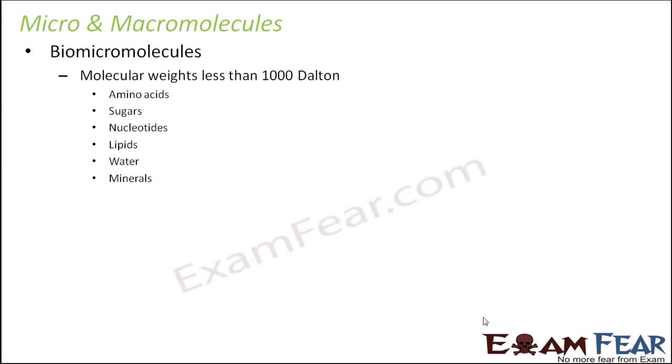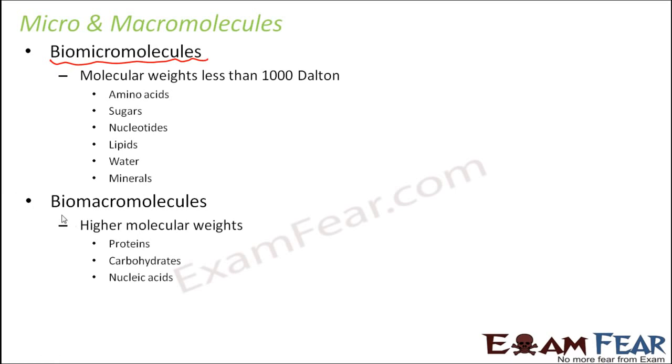Broadly they are of two types. One is micromolecules and one is macromolecules. I don't really need to explain what they are because their names are self-explanatory. Wherever the word micro comes, that means small, and wherever the word macro comes, that means large. So the biomolecules which are small are micromolecules, and those which are comparatively larger are macromolecules. How do we define which is small and which is large? Because these are all relative terms.